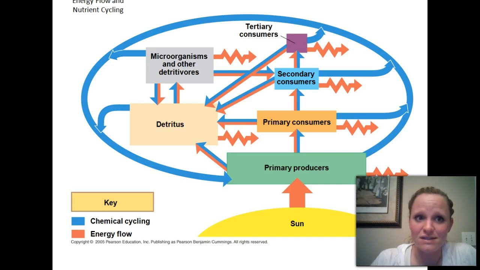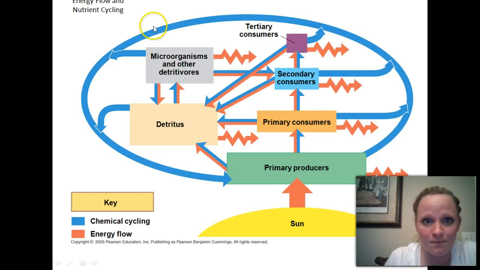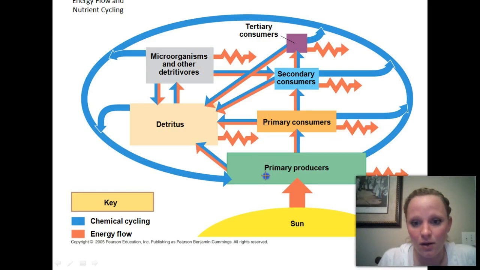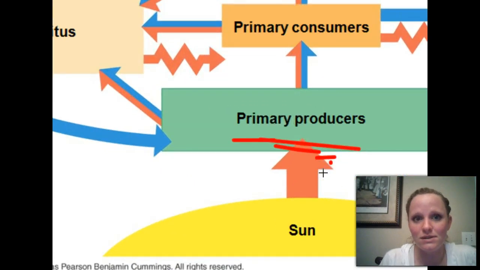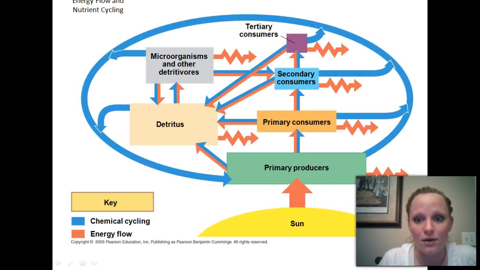On your screen here, you can see we've got different trophic levels, and you've probably seen this as a food chain or a food web before. You can see down at the bottom, we have our primary producers.